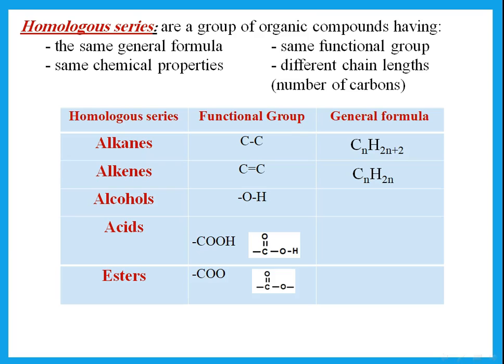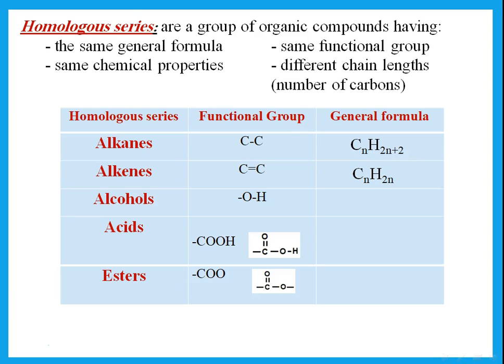Now, the general formula for alkenes is CnH2n. That means that for a certain number of carbon atoms, the number of hydrogen atoms will be twice that number. So each of these series or each of these groups has a certain general formula, but you are required to know the general formula of alkanes and alkenes.